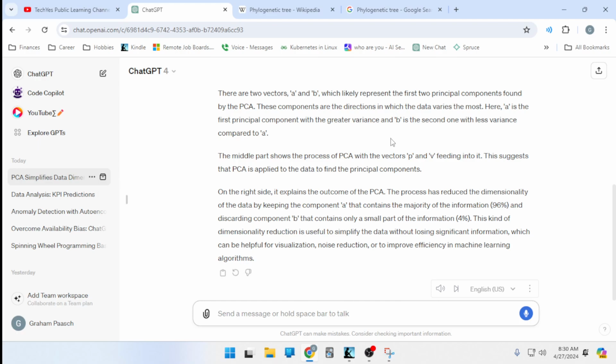The middle part shows the process of PCA with the vectors P and B feeding into it. This suggests that PCA is applied to the data to find the principal components. On the right side, it explains the outcome of the PCA. The process has reduced the dimensionality of the data by keeping the component A that contains the majority of the information, 96%, and the starting component B that contains only a small part of the information, 4%. This kind of dimensionality reduction is useful to simplify the data without losing significant information, which can be helpful for visualization, noise reduction, or to improve efficiency in machine learning algorithms.